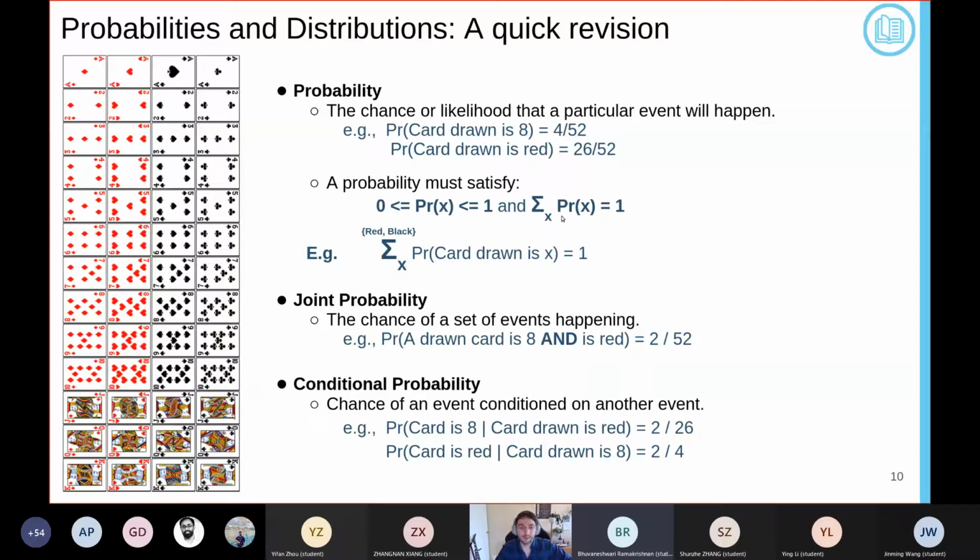So if you have probabilities of red ones here and black ones, the probability of being red is going to be about 50% of the cards, and the probability for the black ones is going to be another 50%. So it's going to be 0.5 and 0.5, which both add up to 1.